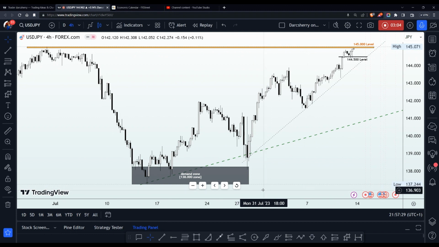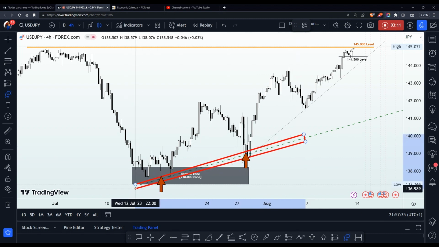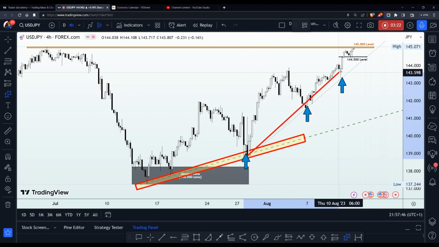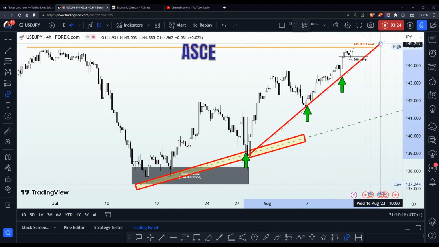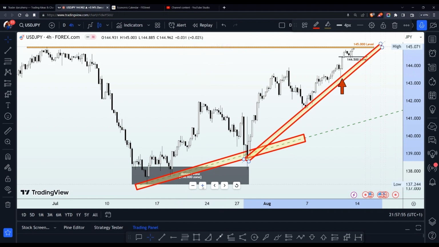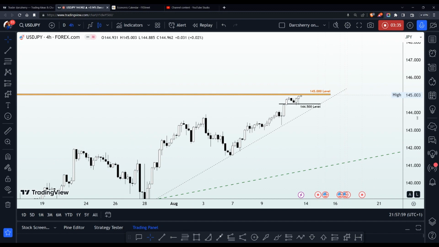In fact, I have a couple of trend lines here. So I have the major trend line here, as you will see, after connecting the series of higher lows, after which we saw a deviation from that major trend line in the later part of the month of July, giving us a new ascending trend line that led price into the 145.00 level.